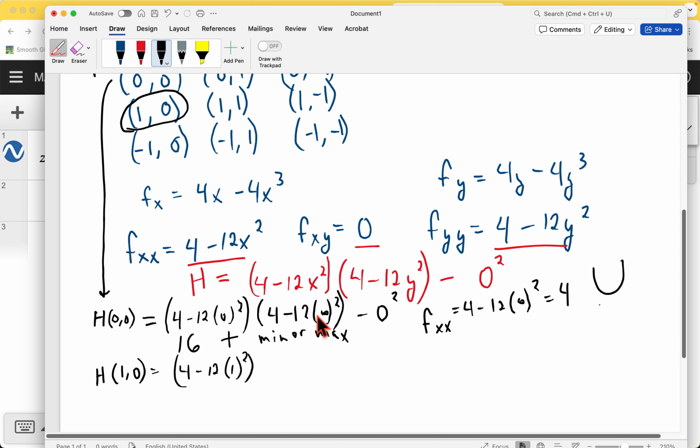Over here, we're going to put in 0 for y. You're going to get 4. The second part is going to be 0, so you just get 4. So you get 4 minus 12, which gives you negative 8, times positive 4. That's still a negative number, negative 32. Subtracting the 0, of course, didn't do anything. So the Hessian is negative. That tells us we have a saddle point here.